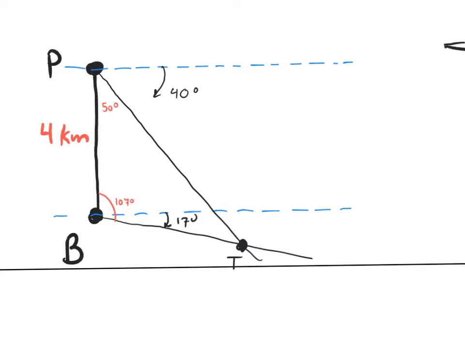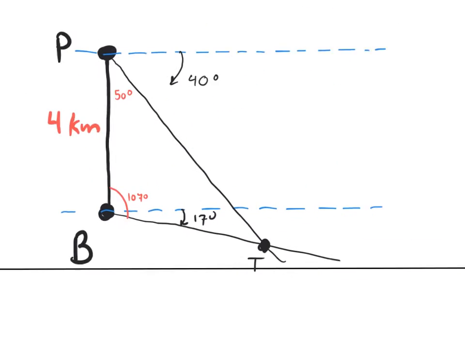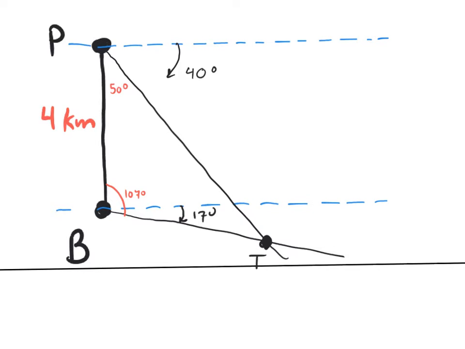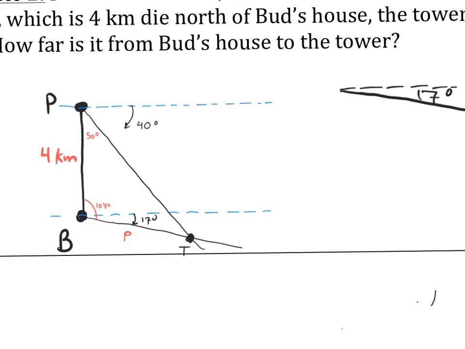So we're trying to find out how far it is from Bud's house to the tower. For the sake of the diagram, I'm going to call this P. But you could call it D or whatever. Why did I call it P? Because it's opposite that angle from Pal's house. Again, you can label it however you would like. All right, now I'm looking for this side. I know this angle, and I'm looking for the side.